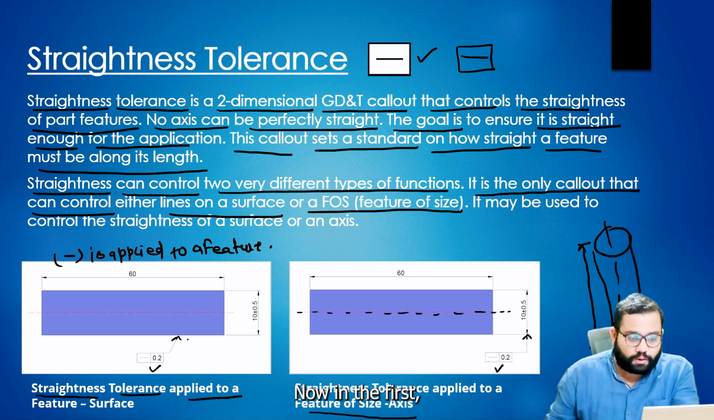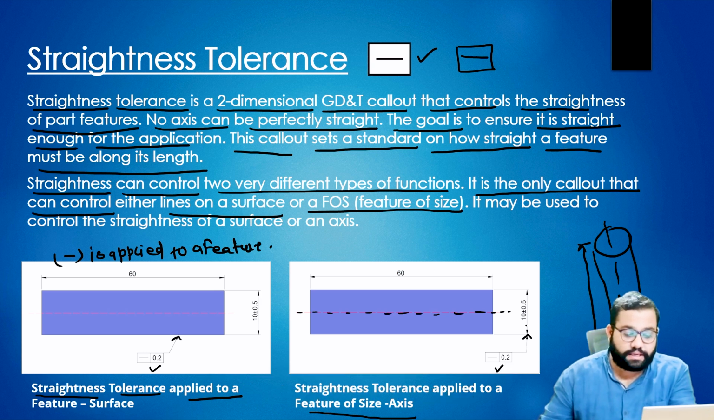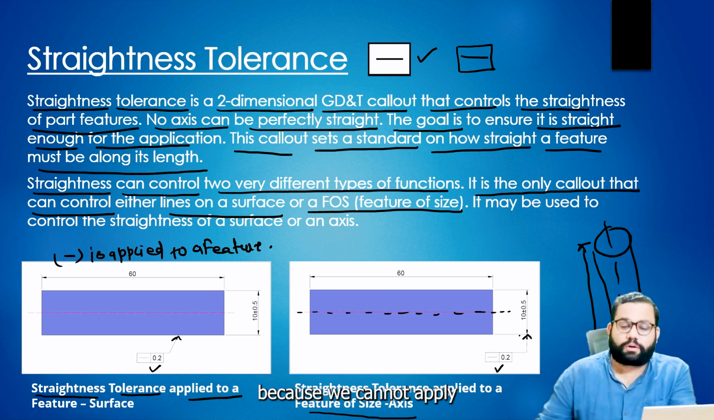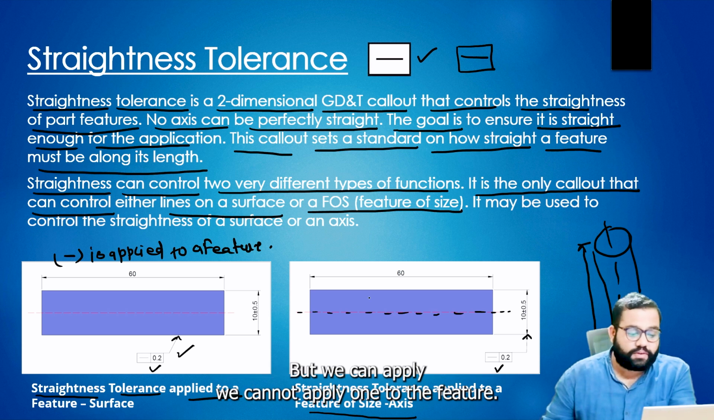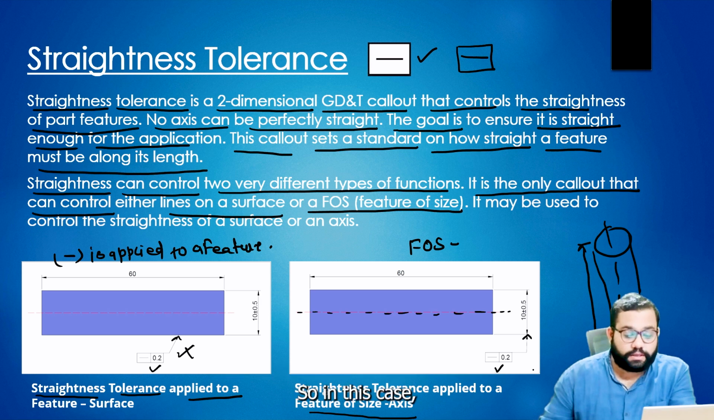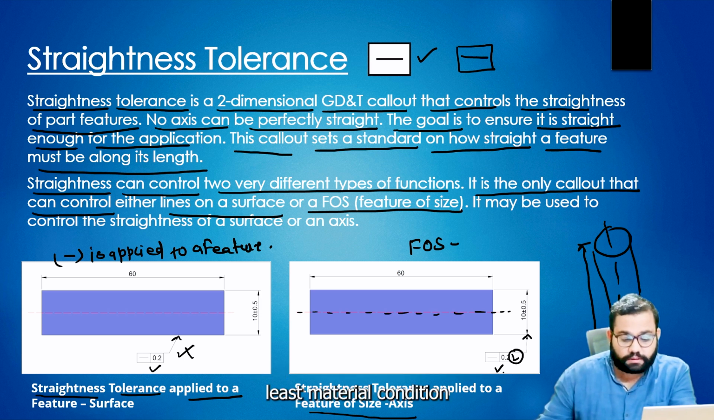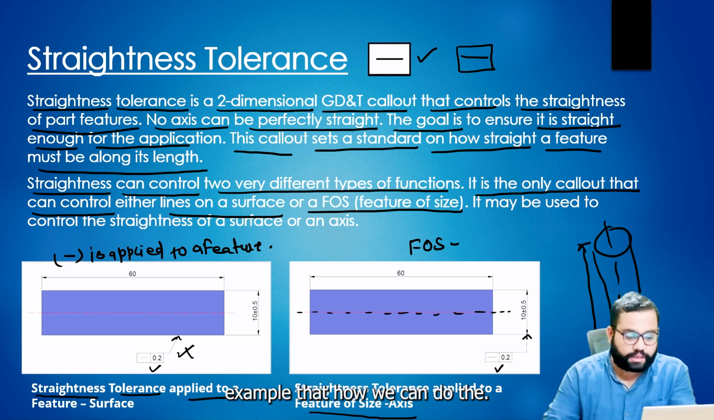Now, whenever we provide straightness to a feature of size, we can use the maximum material condition and the least material condition. We cannot apply maximum material condition and least material condition to a plain feature, but where there is a feature of size, we can provide the material condition modifier. So we can provide maximum material condition or least material condition to the part. In the next example, we will understand with the same example how we can do this.